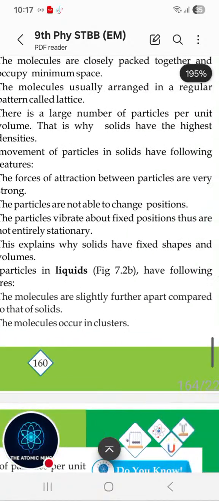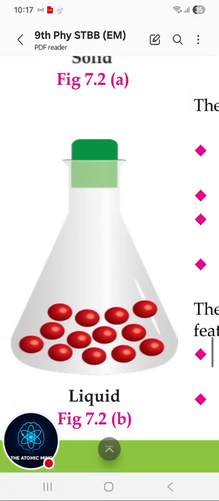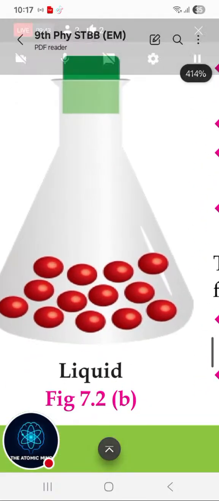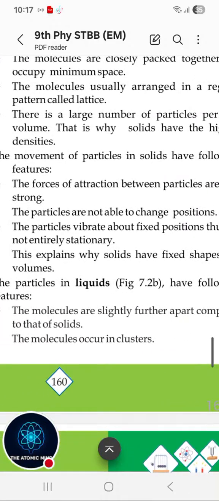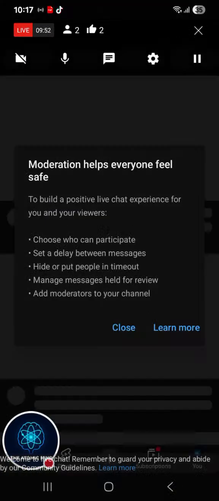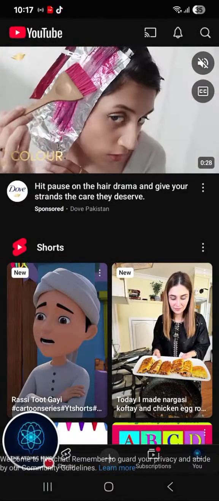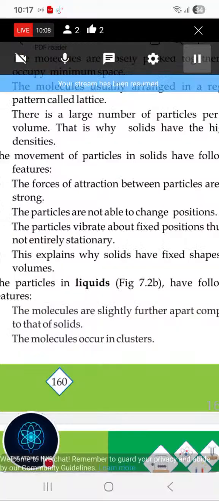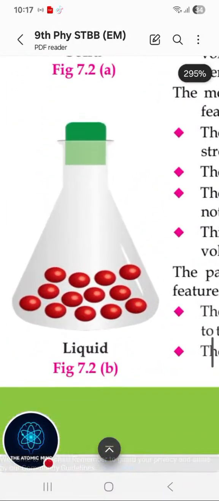The particles in a liquid have the following features. You can see now particles in a liquid have spaces as compared to a solid, meaning they have less force of attraction between them. The molecules are slightly further apart compared to that of a solid. You can see in the figure.